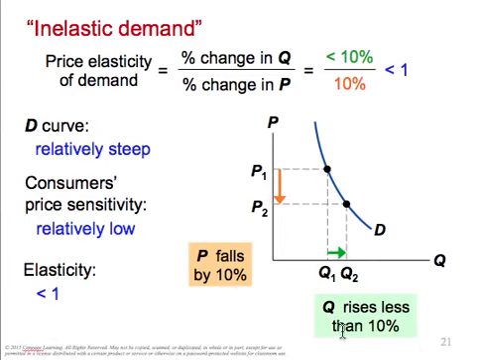Price falls by 10%, quantity rises by less than 10%. So the price fall was bigger than the quantity increase, so it's a relatively inelastic change. The elasticity is less than 1. So if you have elasticity less than 1, you can say it's inelastic demand.